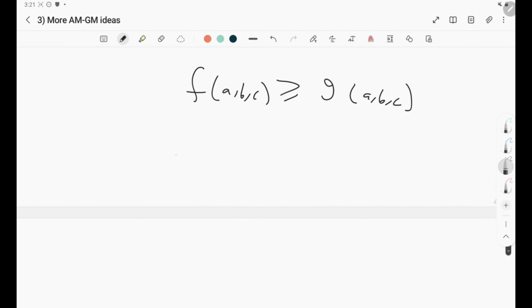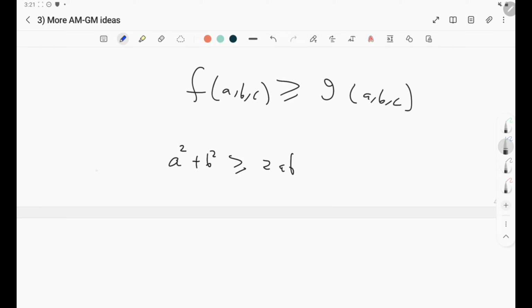So for example, let's say we need to show that a square plus b square is greater than or equal to 2ab. So is this a homogeneous inequality? This is, by the way, the AM-GM for two variables. So let's see. Here, what's the degree? 2. What's the degree? 2. What's the degree? 2. So indeed, this is homogeneous. As you can see, all the degrees are the same.